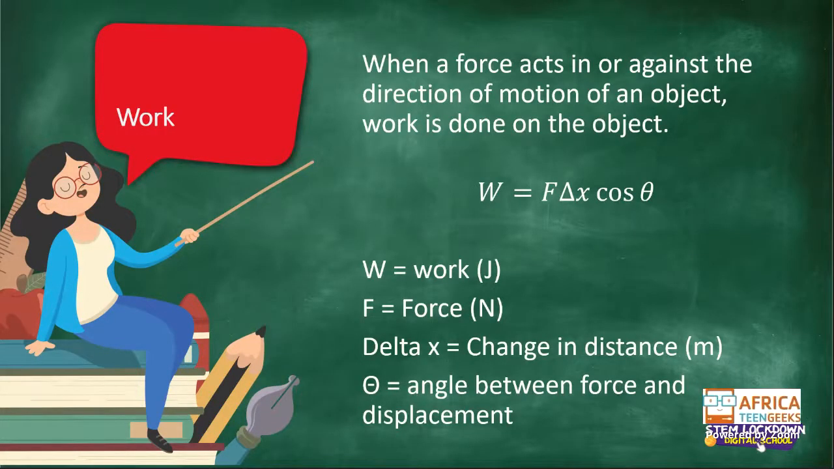And your formula is work is equal to force times the change in distance times the cosine of theta. Like I was saying, work is measured in joules, force is measured in newtons, your change in distance will always be meters, and theta is the angle between force and the displacement. So if you don't have a linear, horizontal displacement, but it's being done at an angle, so they're pushing downwards or pushing upwards from some random angle, then you will use cosine of theta.